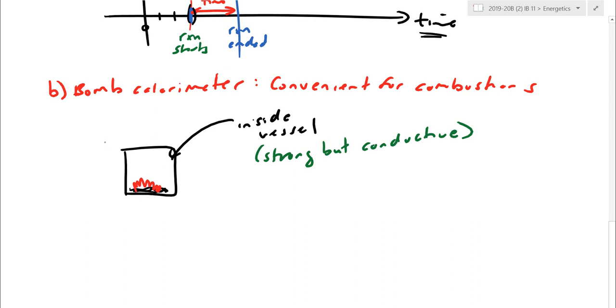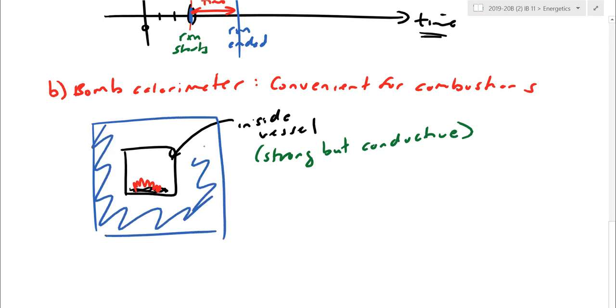I'm going to stick this inside vessel here into an outer container. The outer container here I actually fill with water. A dual wall thermos sort of mimics this as well. So my outer container, in this case, I just fill it with water, and I put my thermometer safely just inside the water.